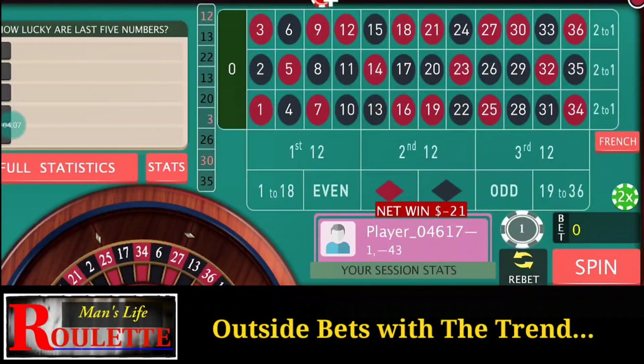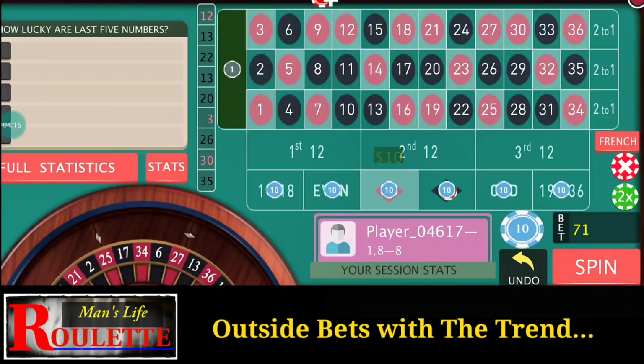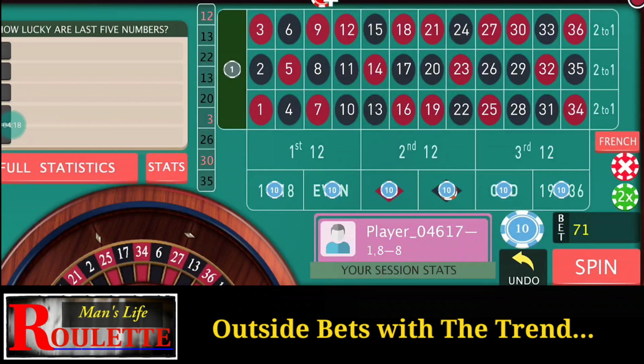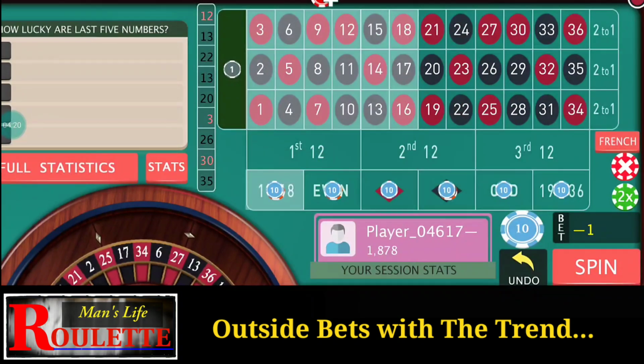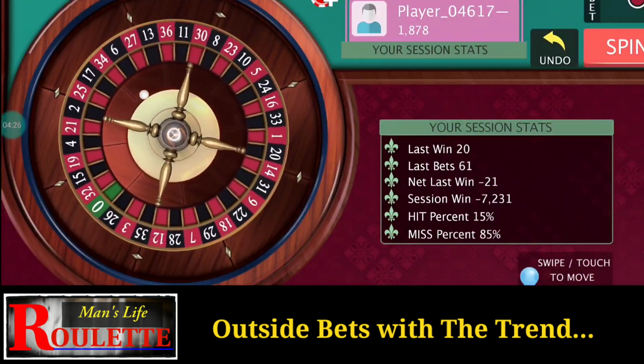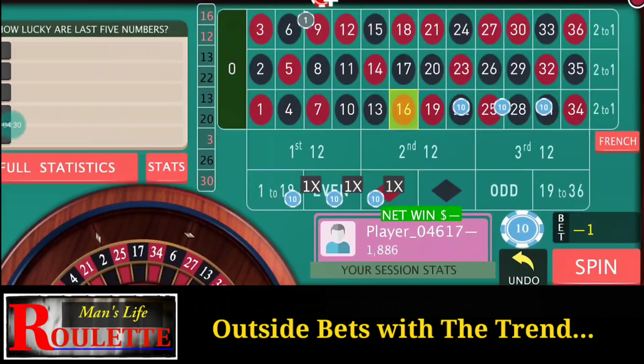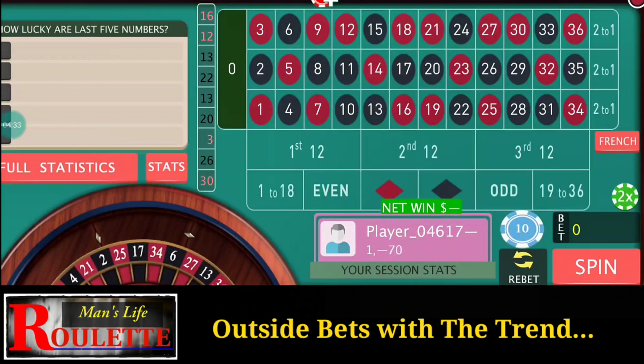So here the last number is 12. Repeat the bets, and for number 12 it's a red number. Sorry, I have to put 10 units on red, 10 units on even, and 10 units on small. So the total bets are 91 units. It's okay to go with $1 at number 0. So number 16 this time, and I make some profit over here.